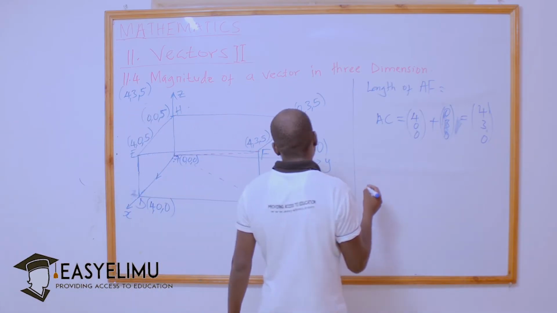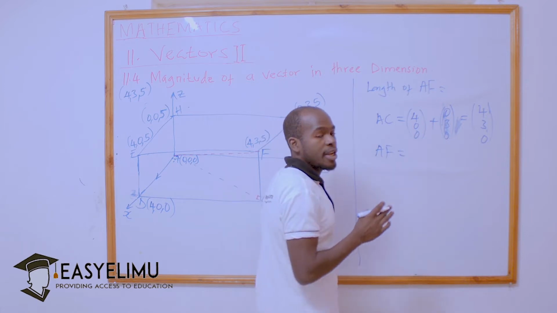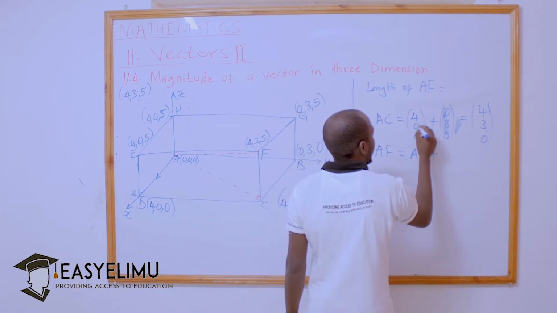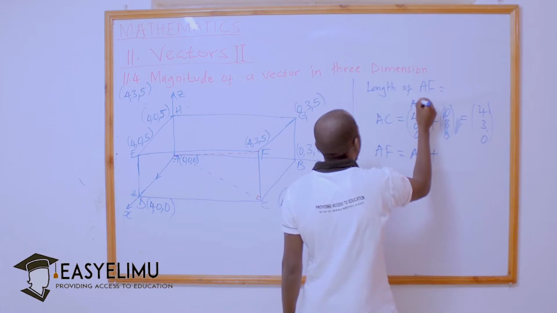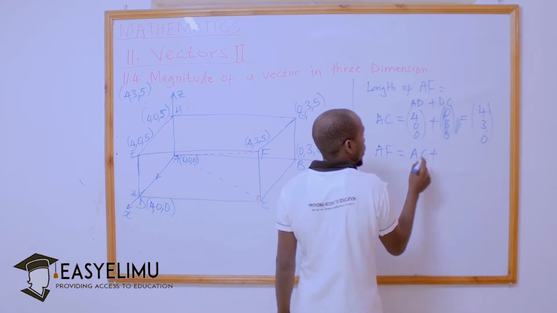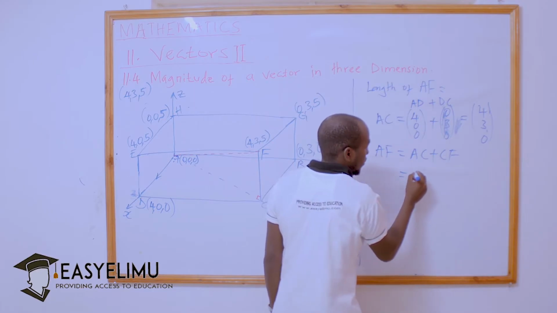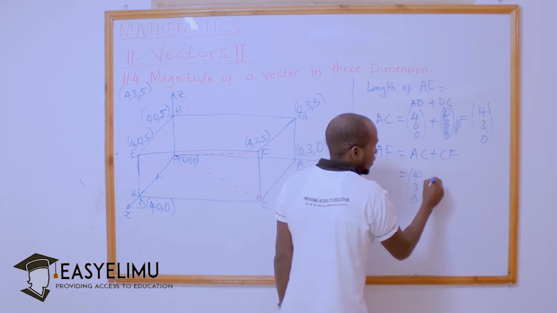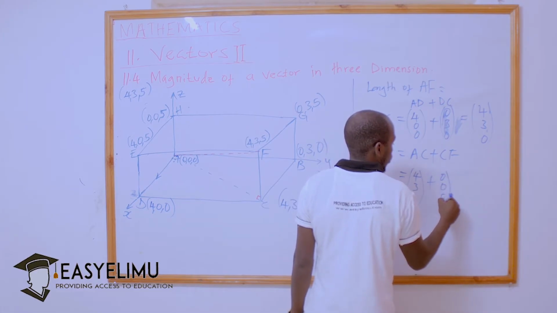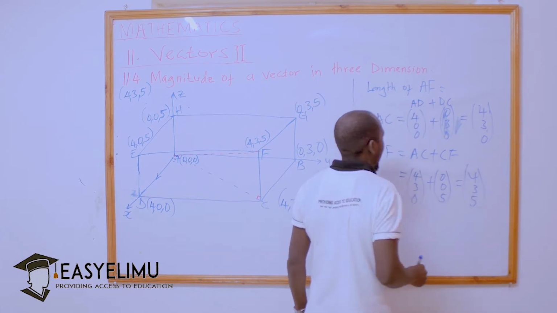So we are going to find AF. We first find the coordinates of AF. It will be given by AC plus, remember this one was AD plus BC, so this one will be AC plus CF. That one is going to give us 430 plus CF. CF is 005. So we shall have 435. Now this is our AF.